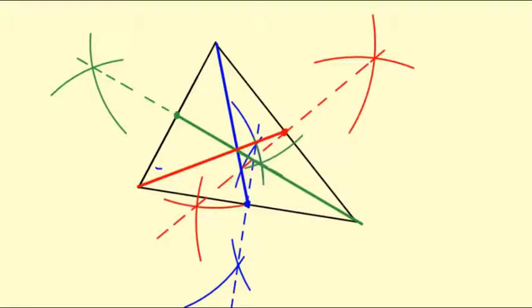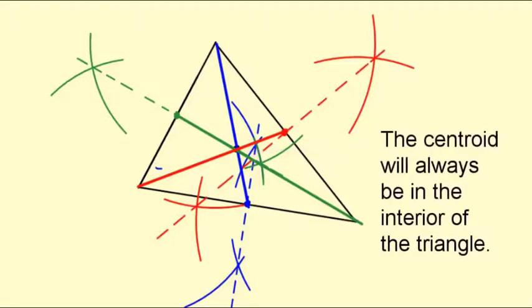All three of the medians intersect right here at a point that we call the centroid. The centroid will always be in the interior of the triangle.